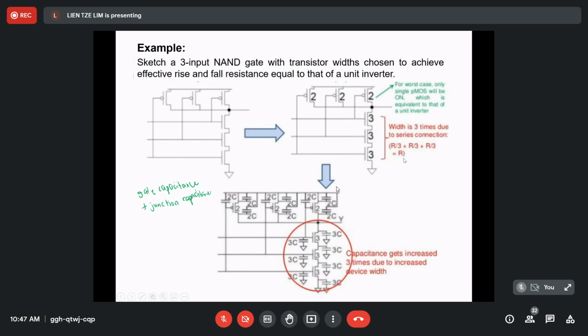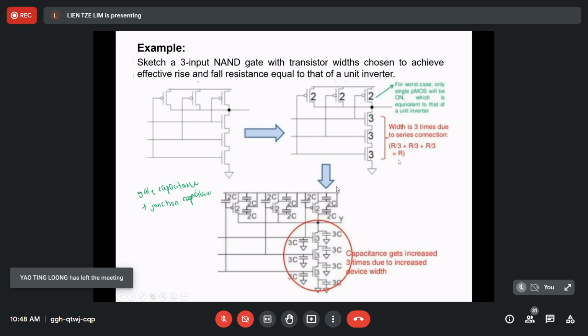Here already shows you how to determine the resistance. I need to discuss how to calculate the resistance. Even though the value of the resistance is not given, we can express it with the term R. Here you see the NMOS, the width is 3. So it is 3 times, due to series connections, R divided by 3 plus R divided by 3 plus R divided by 3, which is equivalent to R.